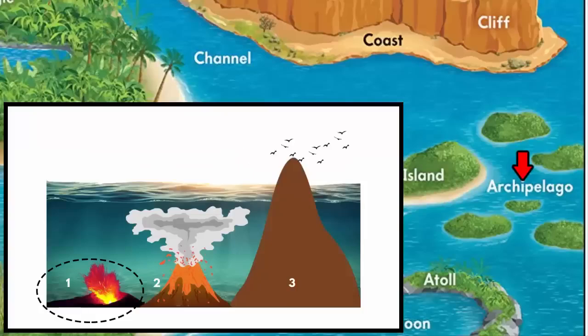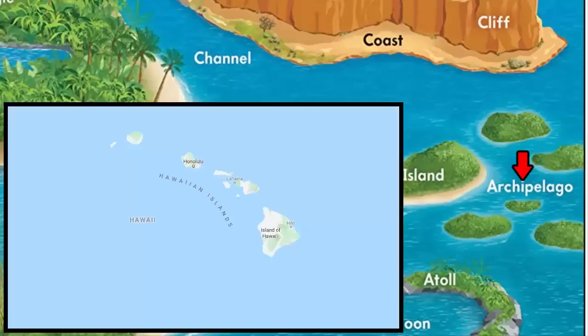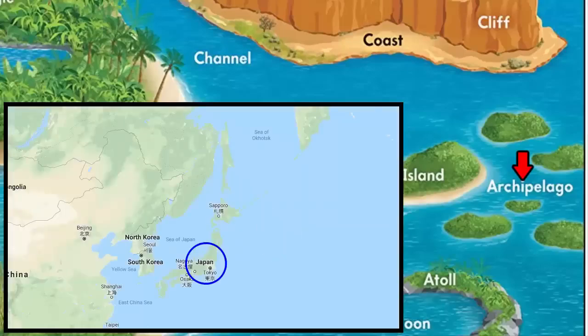In the previous term, I have explained how underwater volcanoes are formed. These are basically sea mountains and they exist in group. The Hawaiian Islands are a good example of volcanic archipelago. Then islands of Japan is a good example.